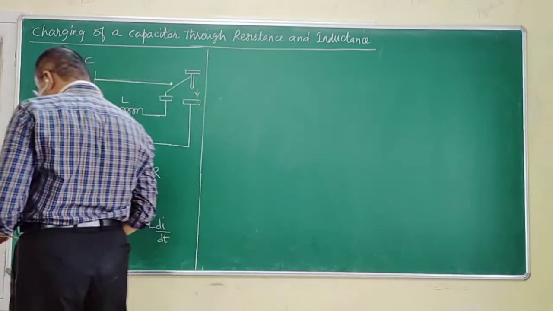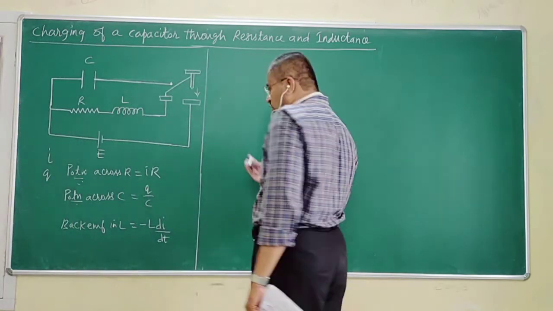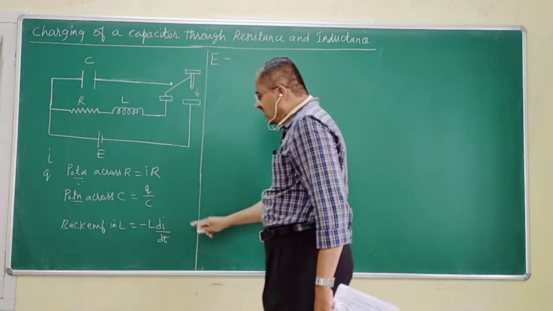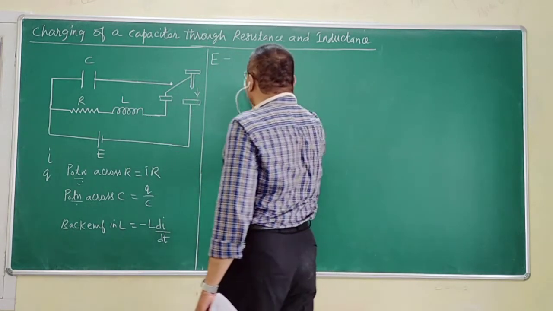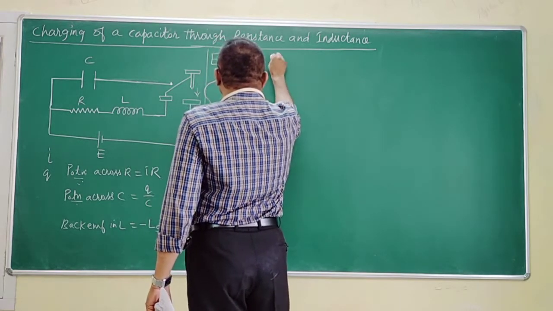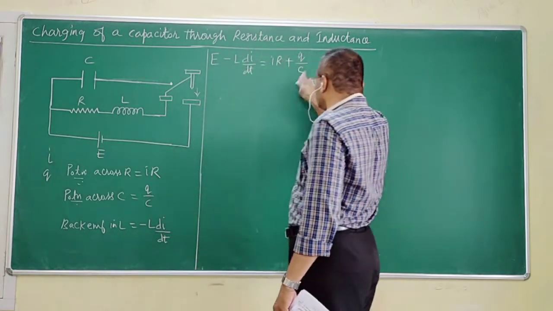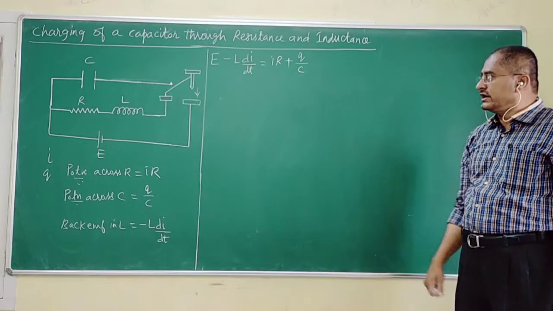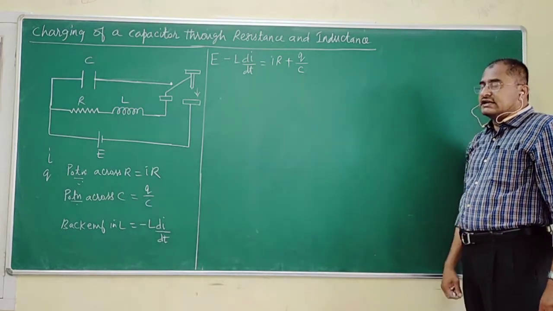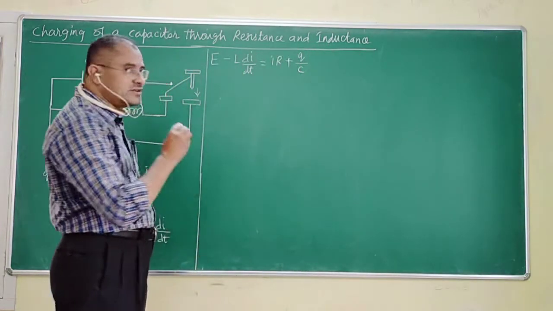This is a lengthy derivation, you have to listen very carefully. As we all know, the back EMF produced will oppose the applied EMF. Therefore, L di by dt is equal to IR plus Q by C. I suppose you are able to follow this equation. If only you are able to follow this, we can proceed further. This is a lengthy derivation, mind you. You have to listen very, very carefully. So I am going to rearrange this.